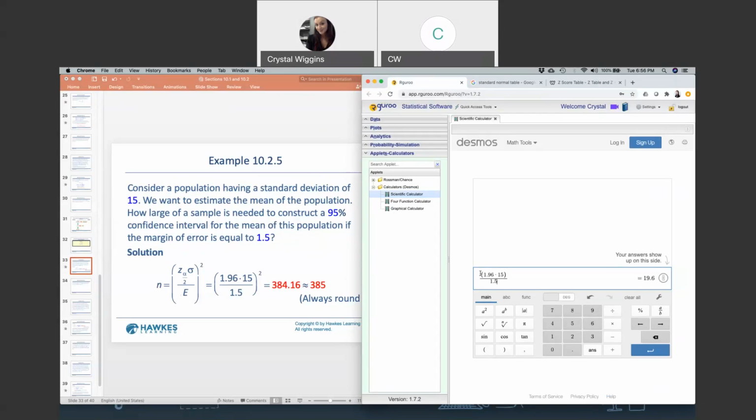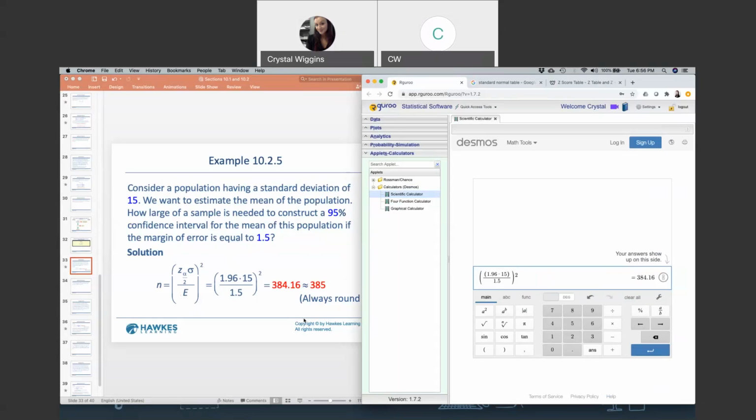Then we are going to need another set of parentheses around this so that we can raise it to the square, to the second power. Where is the exponent key? Oh, here we go. Raise it to the second power. And we see that it's 384.16.